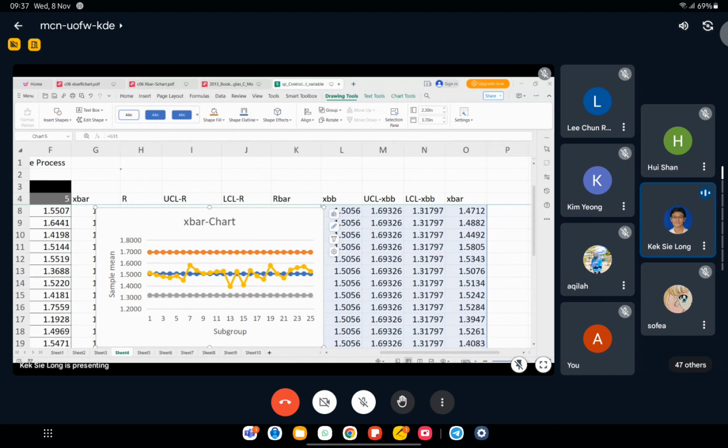So at this point of view, we no need to find out what the causes are. It means that this is safe. Okay, this is safe. We no need to do troubleshooting because the samples we collected are inside the control limit.